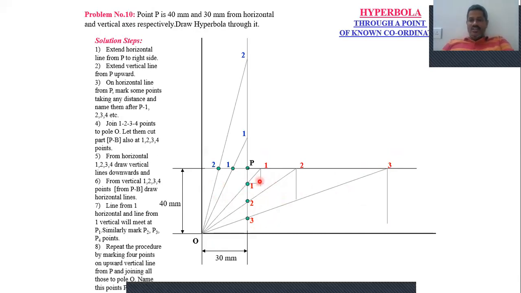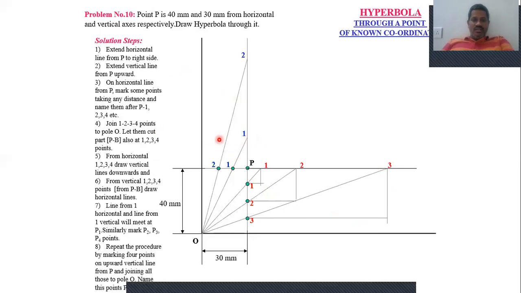So you will get an intersection point here. And similarly from point 2 also, I am drawing one horizontal line up to here. So you have obtained one point here. And similarly from point 3 also, I am drawing a horizontal line up to this vertical line of point 3. Now you have obtained 3 points here. And similarly you repeat this step on this side also.